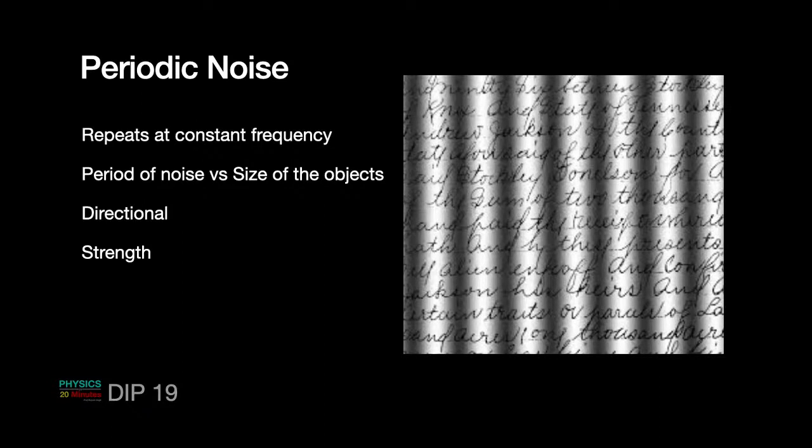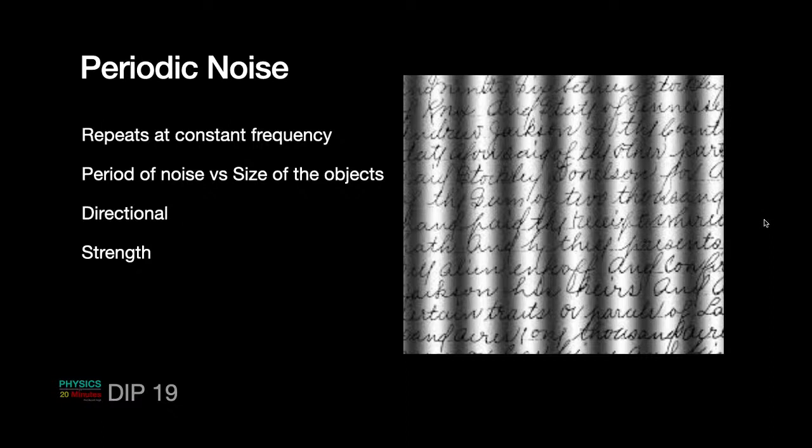This is another one where the strength of the periodic noise is very strong. This is much darker and this is much lighter. A very casual observation will tell you that this is sinusoidal in nature. If you ignore the handwriting and plot an intensity plot, what you will get is a sinusoidal plot. Intensity drops, rises, drops, rises, drops, rises, drops, etc.